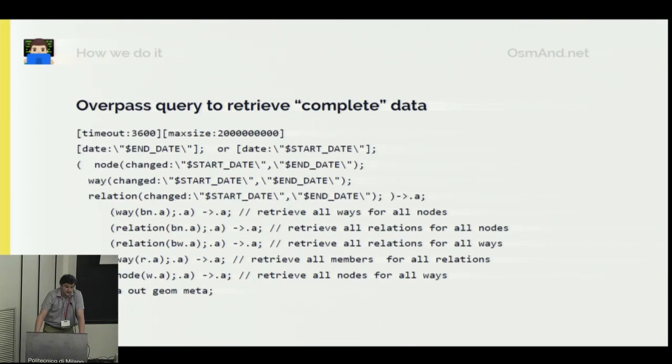That's why we ended up having such a complex query, because our primitive is not a node, way, or relation. I think in almost all applications that's the case. The primitive is something more complex. And it's important that Overpass provides the flexibility for us to do these things.